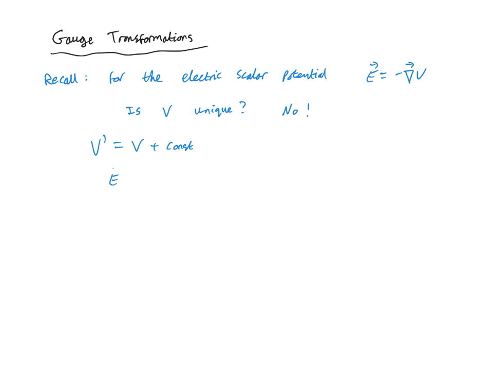Then I can look at the electric field, let's say for the primed system. This is minus the gradient of V primed, which is minus the gradient of V, minus the gradient of the constant, but of course the gradient of the constant is 0 because it's constant. And so this just reduces to minus the gradient of V, which is E. So the electric field does not depend on any constants that I add to the electric scalar potential. And the electric field is observable.